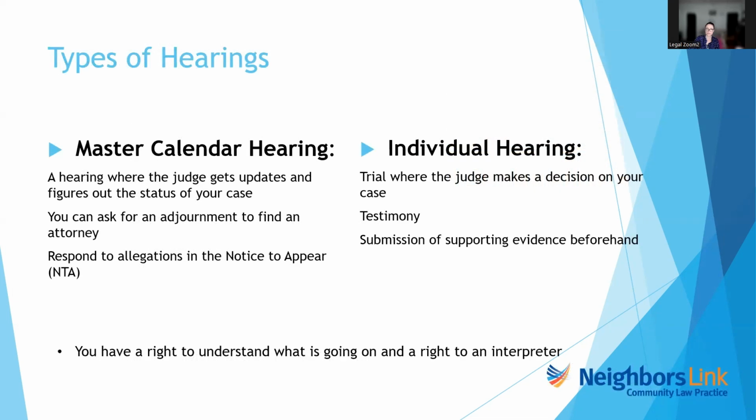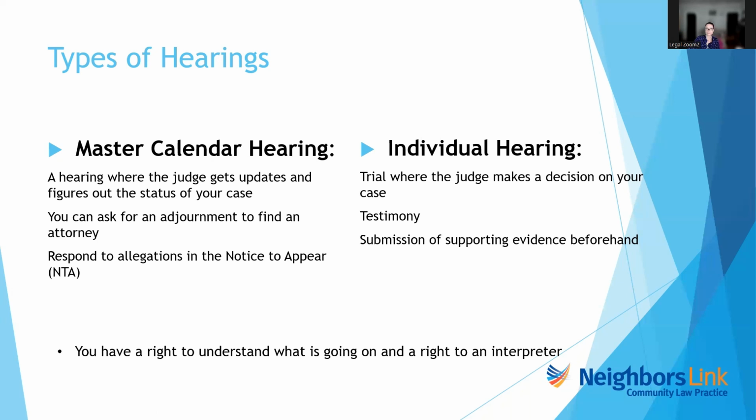There are 2 types of hearings before the immigration court. The first is the master calendar hearing. This is a hearing where the judge gets updates and figures out the status of your case. During these hearings, you can ask for an adjournment to find an attorney if you do not yet have representation. It is also during master calendar hearings that you respond to the allegations in the notice to appear I just discussed. These are different from the individual hearing.